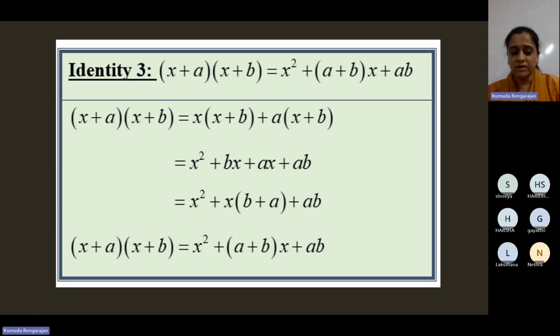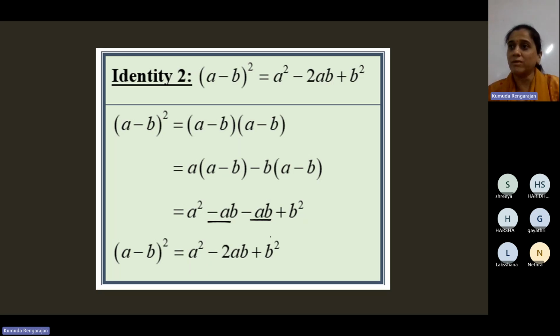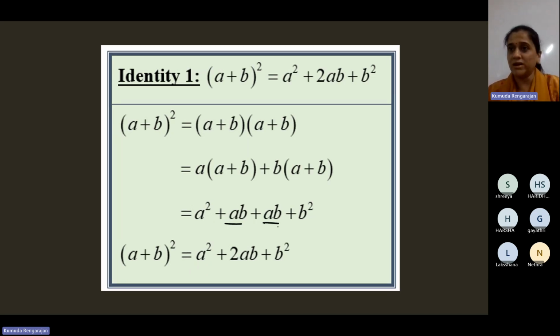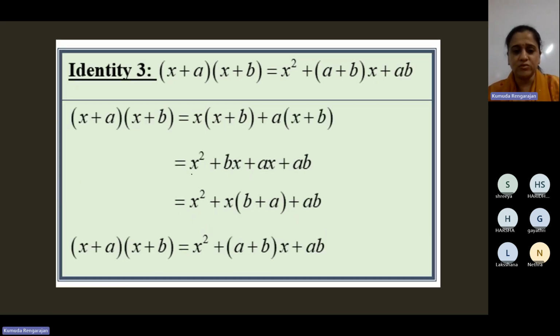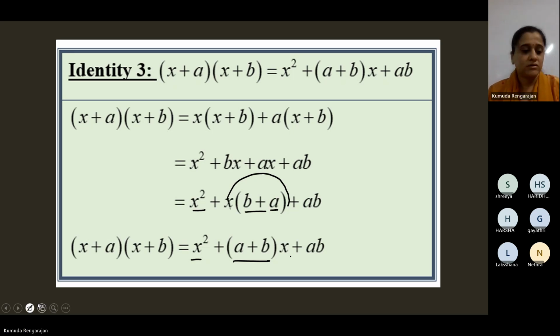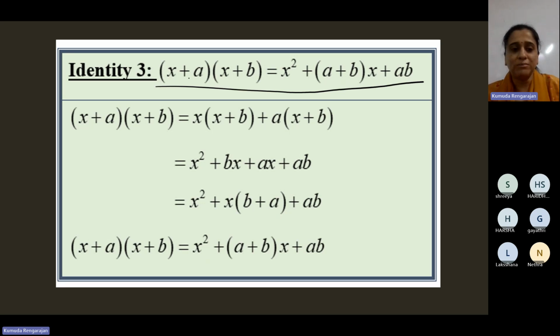Now, there are no like terms. Earlier we had minus ab, like terms, so minus 2ab. The one before also had plus ab, so plus 2ab. But here we have four terms, 1, 2, 3, 4, but no like terms. So what we're going to do is, these two terms have x in common, so we take x common. Write x squared as it is. Here x is common, so you get b plus a in the bracket, and plus ab. This can also be written as x squared plus a plus b of x plus ab, just putting this x behind and writing b plus a as a plus b. So this is how we have this identity. When you multiply x plus a and x plus b, this is the result. And that's what we call an identity.